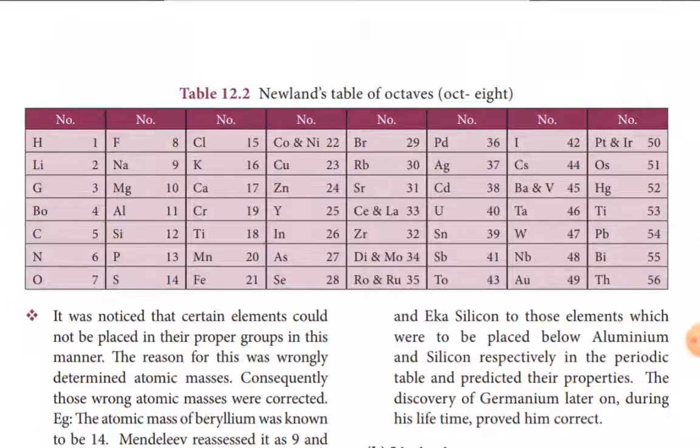In 12.2, see that hydrogen, lithium, and so on, when we go up to 8 elements, the first element and the 8th element have similarity in their properties. In such a way he arranged the elements. But he could not arrange all the elements based on their properties. That is one of the drawbacks of Newlands' law of octaves.